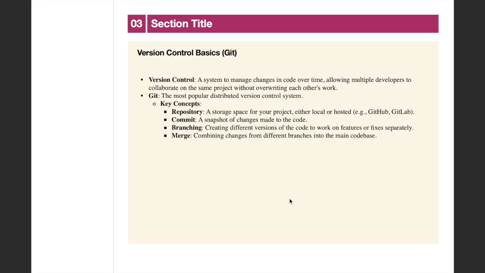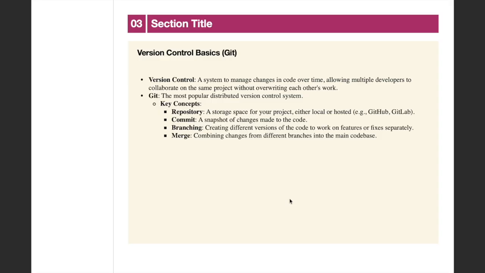Now let's break down its core concepts so you understand the terminology. In Git, there are multiple things. The first is repo, which is known as repository. You can think of this as the main folder for your project. It can be stored locally on your laptop or hosted even online on platforms like GitHub or GitLab.